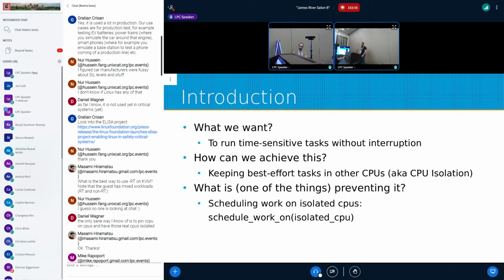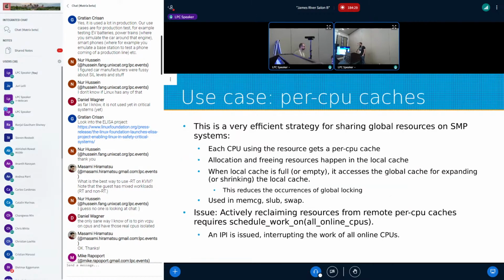Well, when we are talking about real time, what we want is to run these time-sensitive tasks without interruption. One of the ways of achieving this is isolating the CPU, so no other things are running there. It helps in a lot of workloads. And one of the things that bother us in CPU isolation is that there are IPIs. There are other CPUs scheduling work on the isolated CPUs, which should not be happening a lot, right?